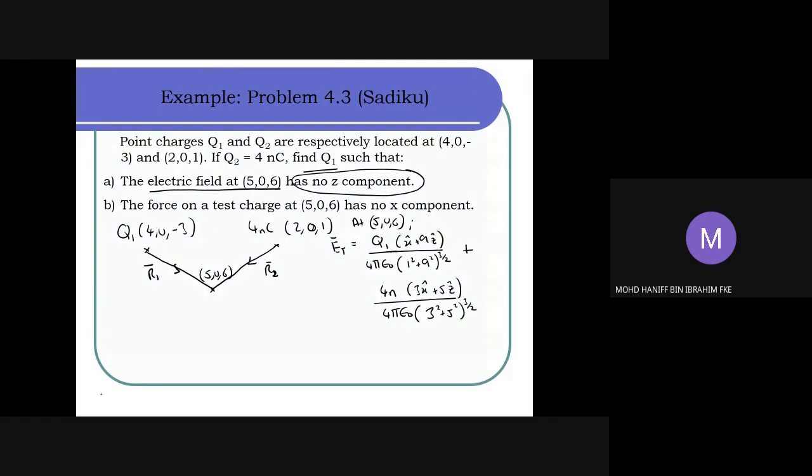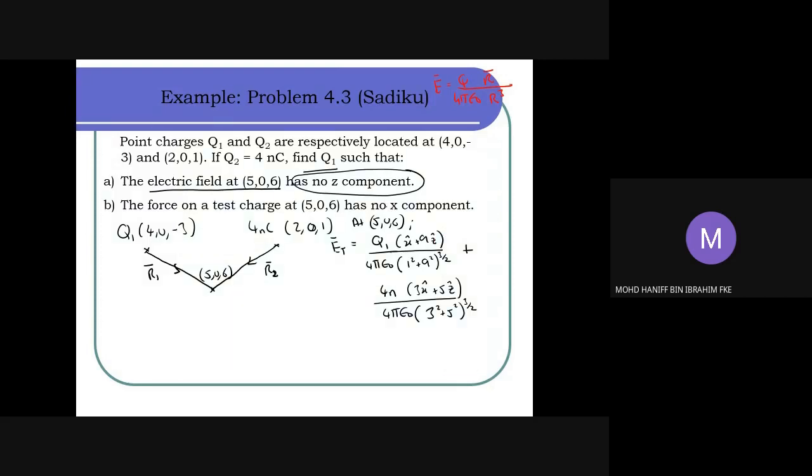Let us be clear on this equation. I'm using the equation where the E field equals Q over 4 pi epsilon naught, times the vector R over R to the power of 3. Because this is a magnitude, supposedly that should be the square root of 1 squared plus 9 squared. That's why we have it as the power of 3 over 2. Okay then.